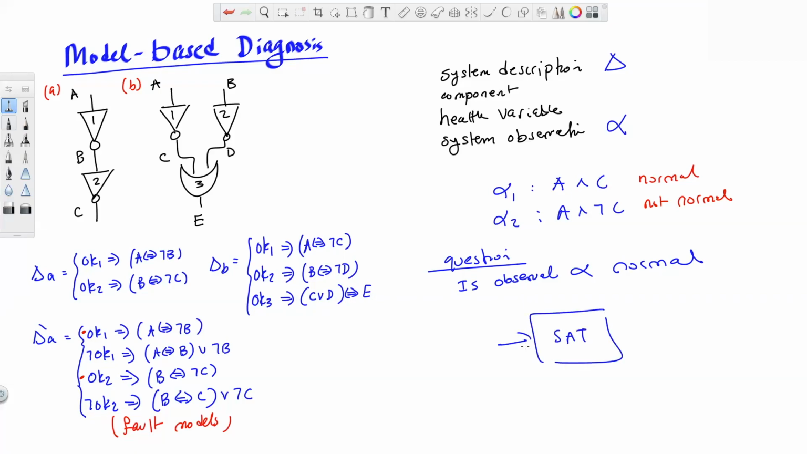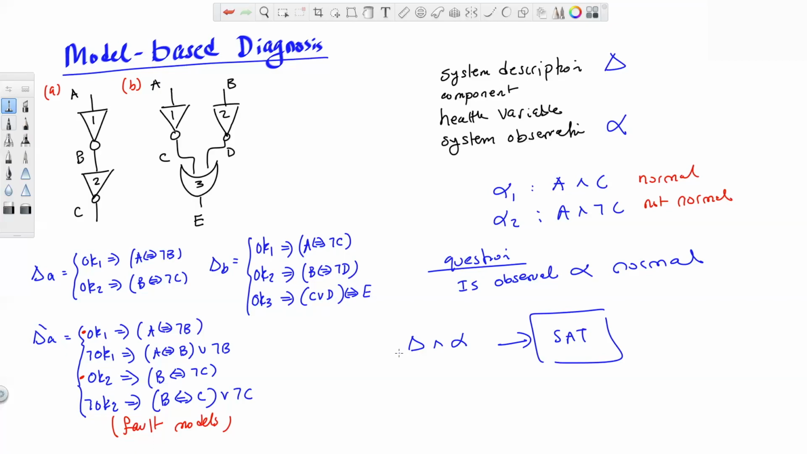SAT, what should I give it? Someone says, give it the observation in this particular case. Not only the observation, right? I have the system description. Whether an observation is good or bad depends on the system description. People are saying give it delta and alpha and check whether that's satisfiable, whether this observation is consistent with delta. Let's see, will that do it?